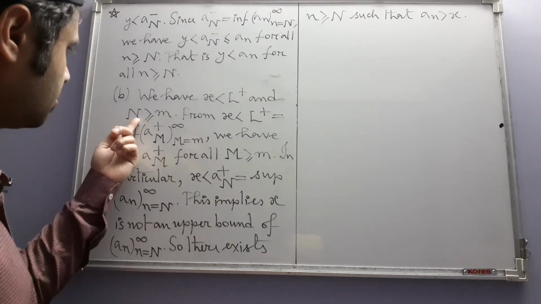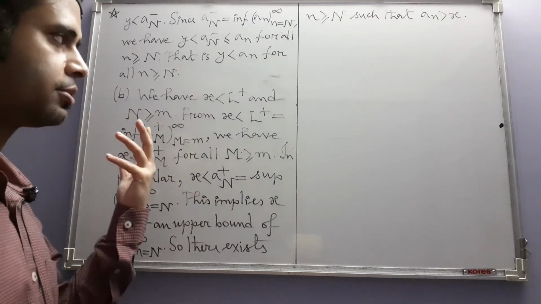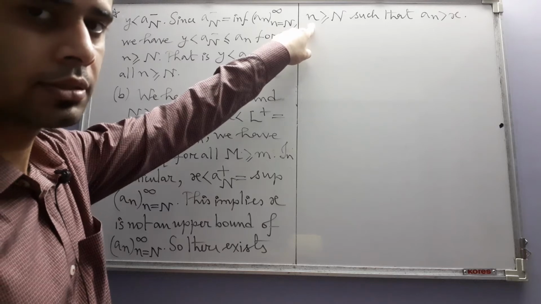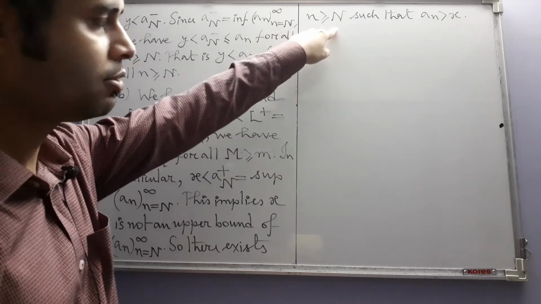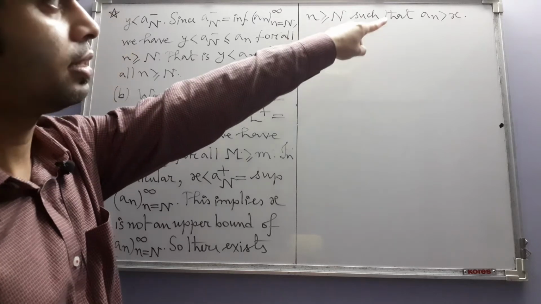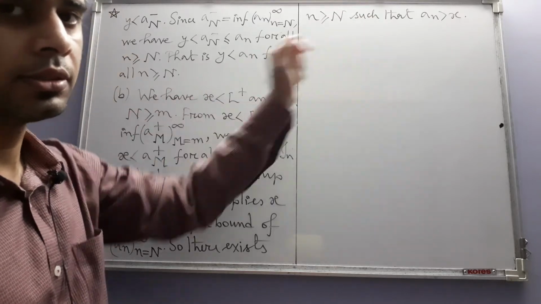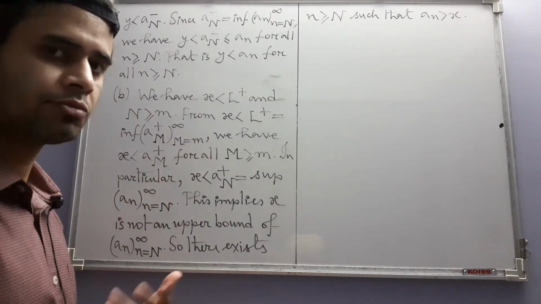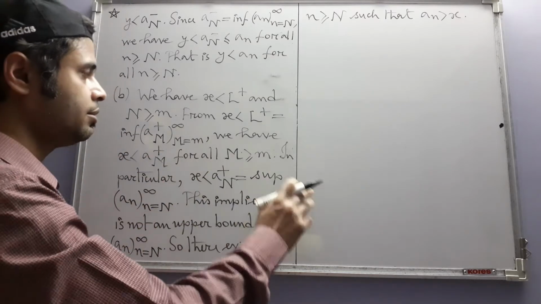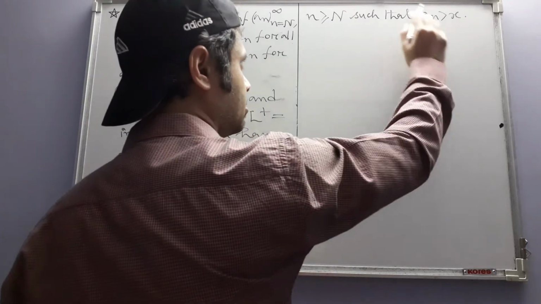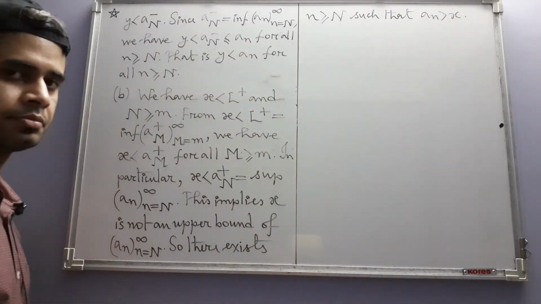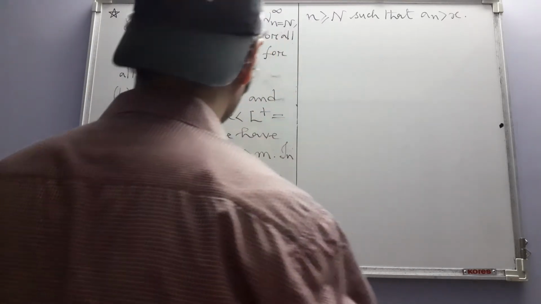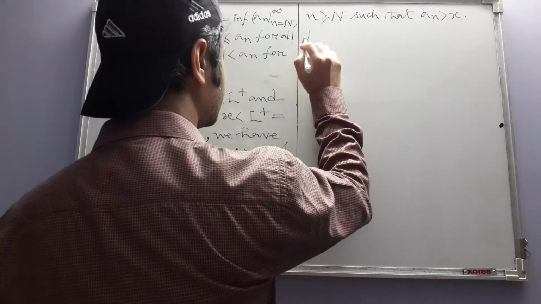You can choose this capital N to be very large also, then also you will get some index even greater than that or maybe equal to that choice, such that the corresponding term in the sequence exceeds x. So you choose different capital N's, infinitely many times you will exceed x. You will make the sequence exceed x. Now the inferior part.